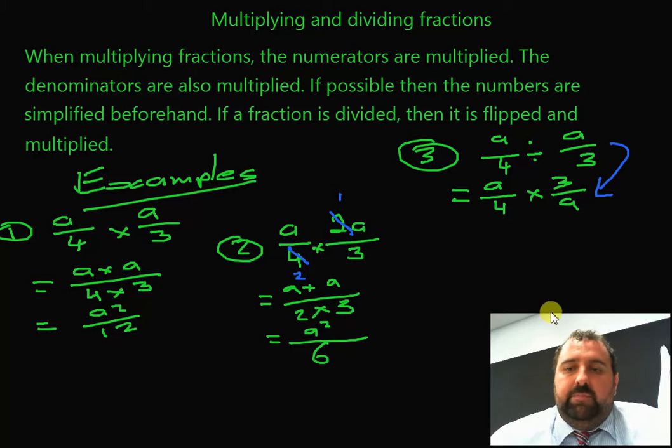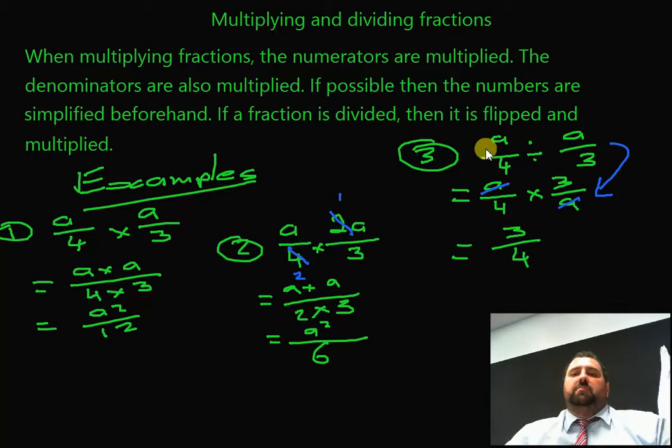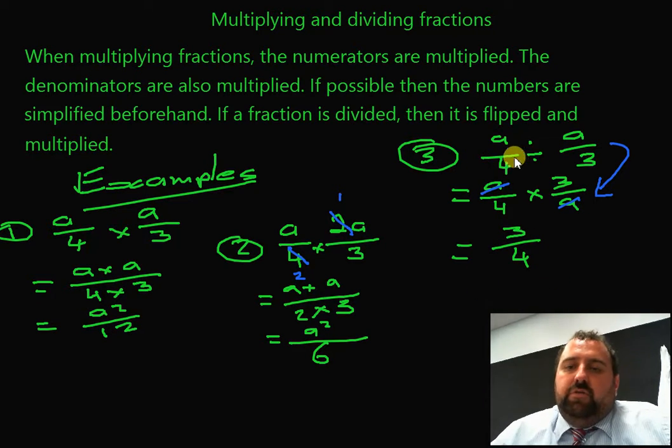Before I multiply, I can actually cancel out the a's because there's 1 on the top and 1 on the bottom. So now when I multiply, this is going to get really, really easy. All I'm left with is 3 on the top and 4 on the bottom. So a over 4 divided by a over 3 is 3/4.